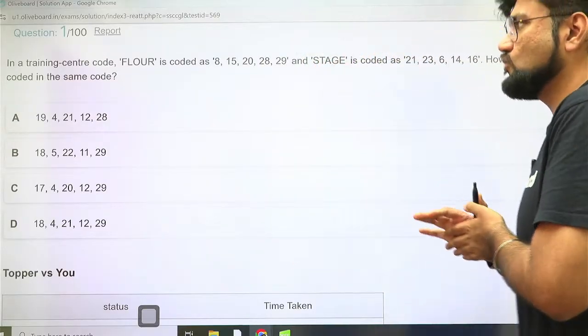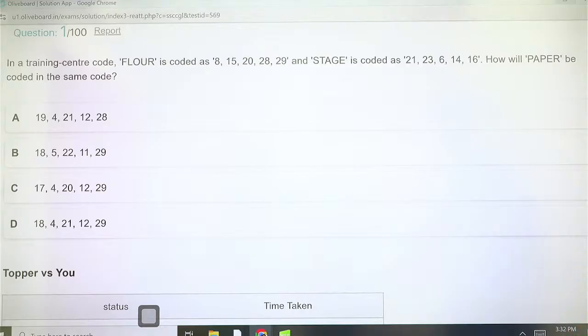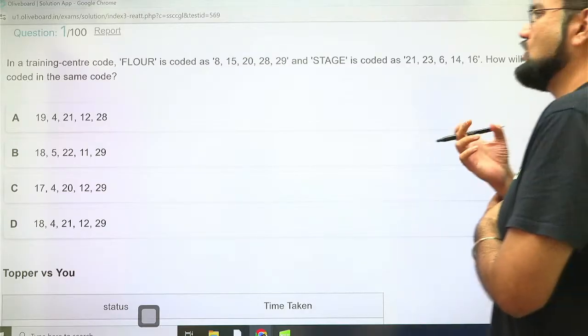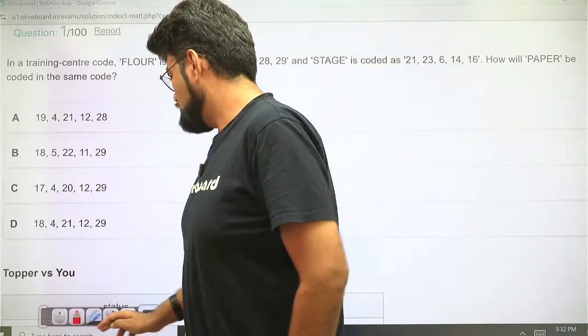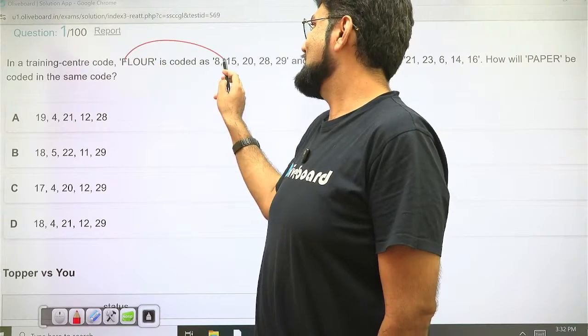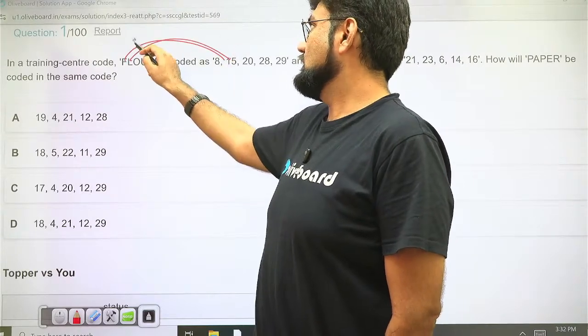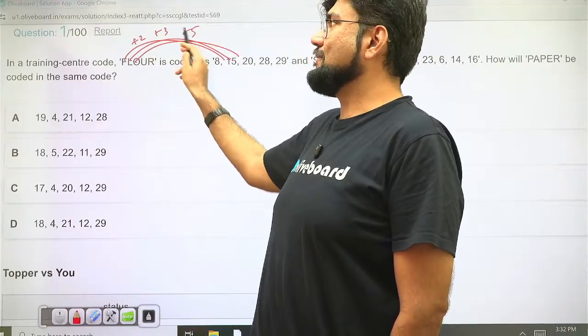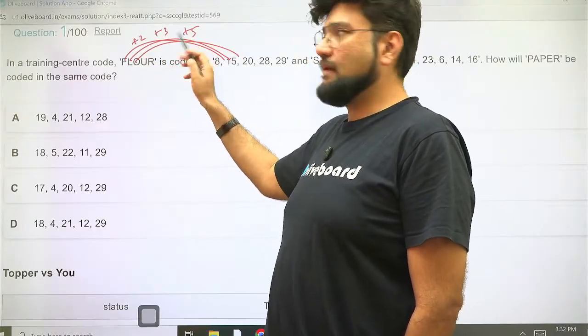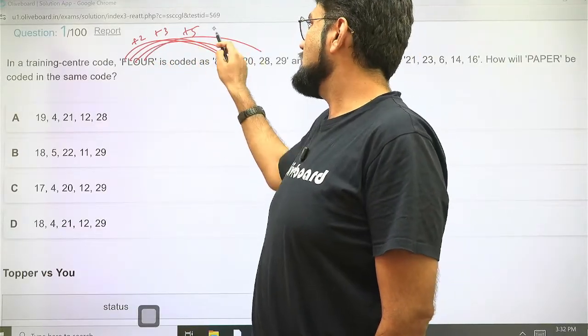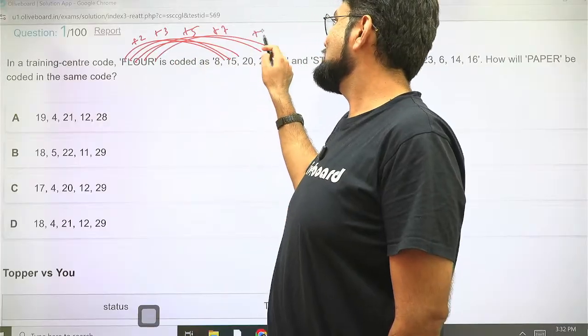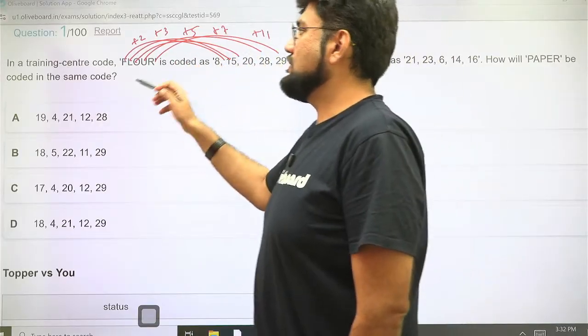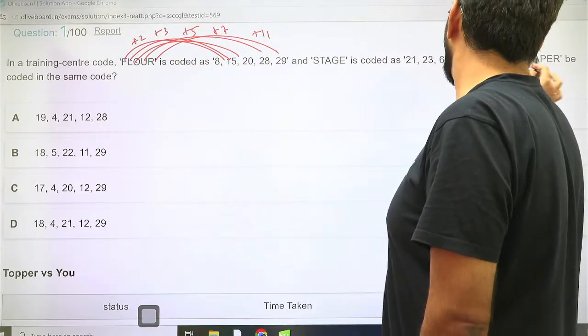So this is the first question right in front of you. Flower is coded as this, stage is coded as this. How will paper be coded? If you just observe quickly, this is 6 plus 2, 8, 12 plus 3, 15 plus 5. It should be clear by this stage that it is prime numbers: 21, 28 plus 7, and 18, 29 is plus 11. Now prime numbers are being added. We are looking for the code of paper.